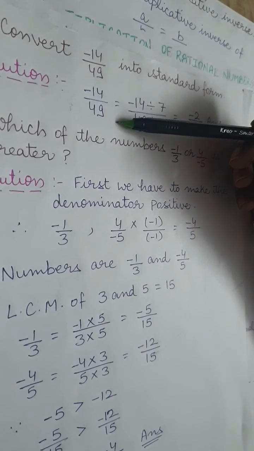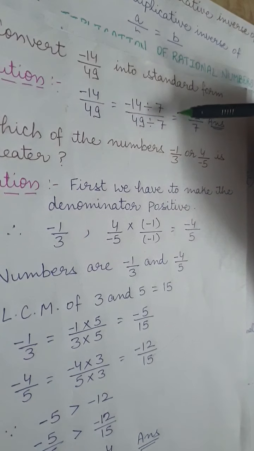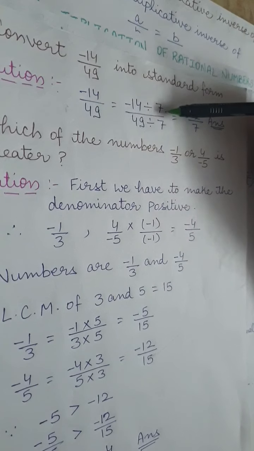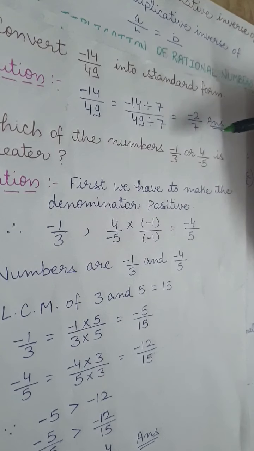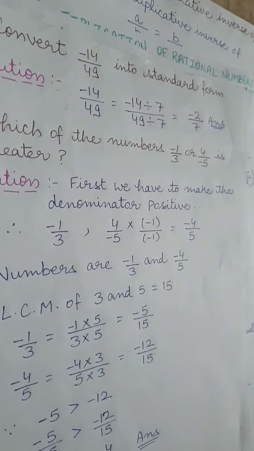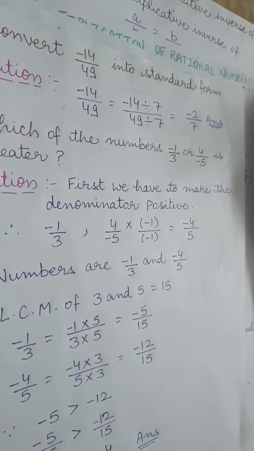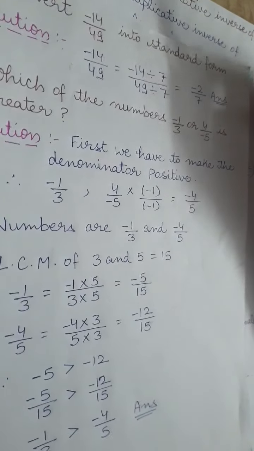Just take an example. Minus 14 upon 49. In which table do 14 and 49, both the numerator and denominator, come? You all know very well that 14 and 49 come in the table of 7. So we are dividing 14 and 49 by 7. What do we get? 7 twos are 14 and 7 sevens are 49. Here is the solution. Very simple method. We only have to remember that whichever table the numerator and denominator come in, we have to divide by it. Fine, move to the next question.